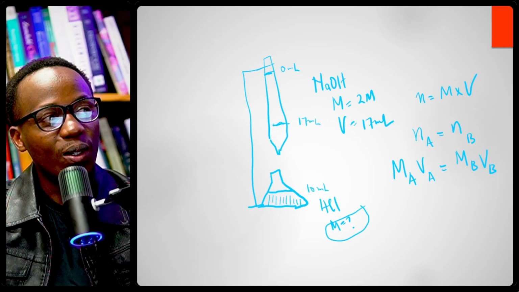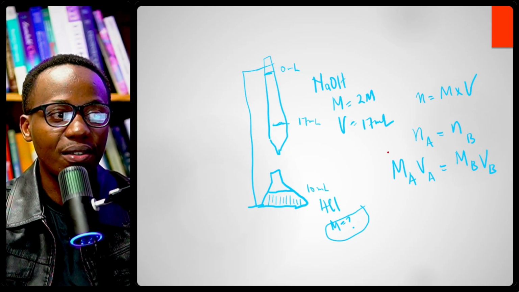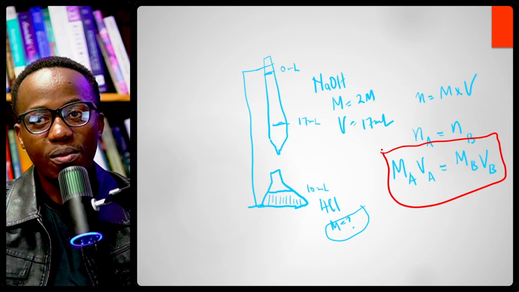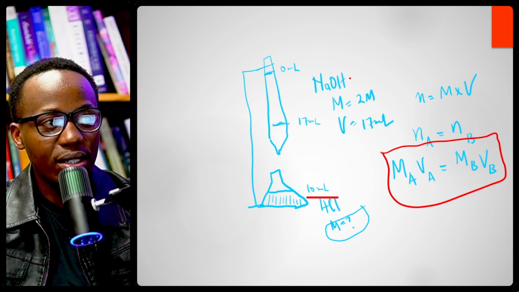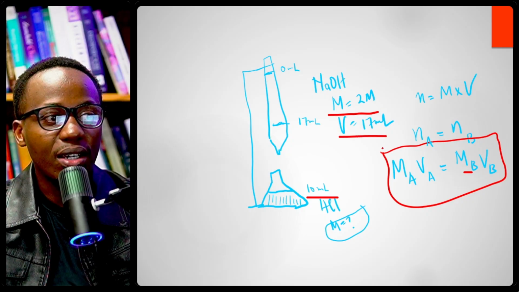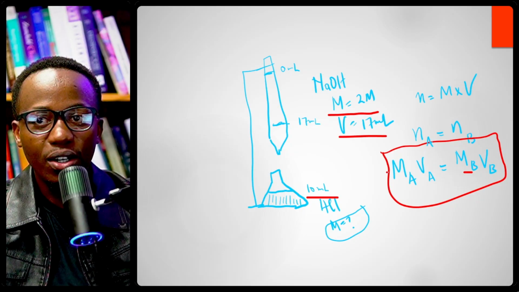This is the whole point of titration, guys. If there is a formula to get from this, it's this formula right here. I love this formula, right? Why? Because look at this. You have the volume of the acid, the molarity of the base, and the volume of the base. You have it all here. So all you need to do is find the molarity of the acid.